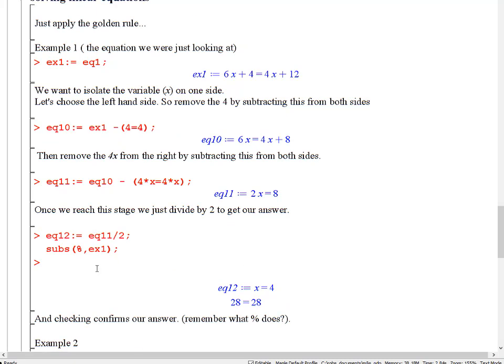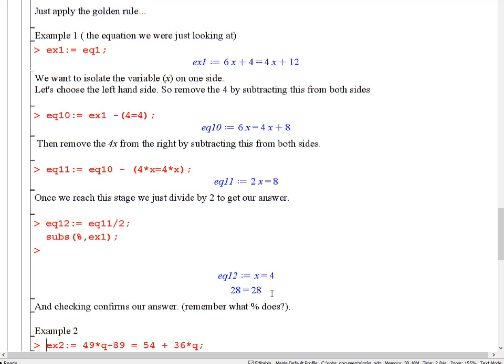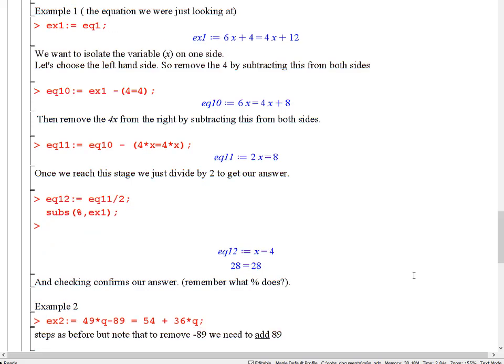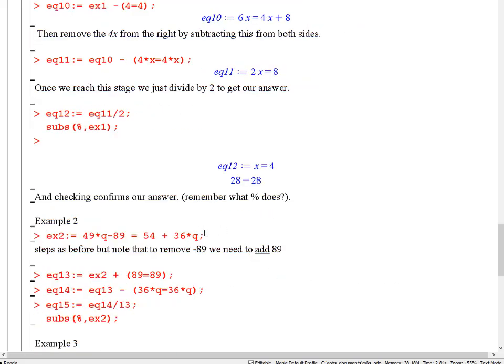And once you have an answer, it's always worth substituting back in to check that it works. So divide by 2, you get x is 4, substitute into the original equation, and you get 28 is 28, so it's correct. This, remember, means the last calculation result. So take the last calculation result, substitute it back into the equation. Okay, another example.